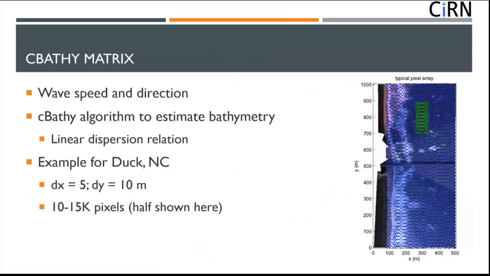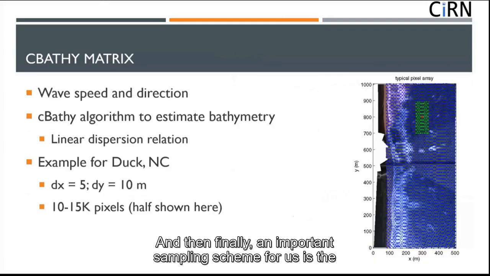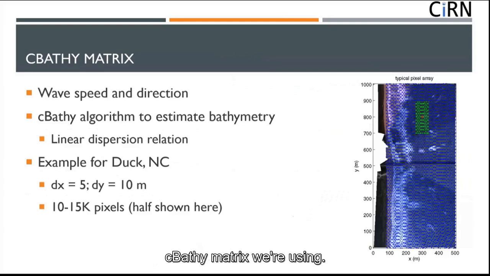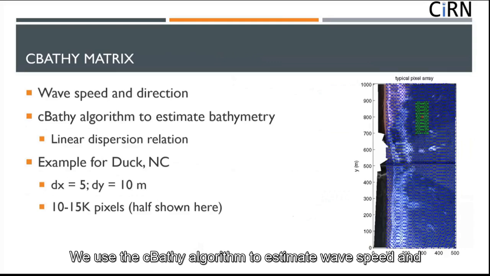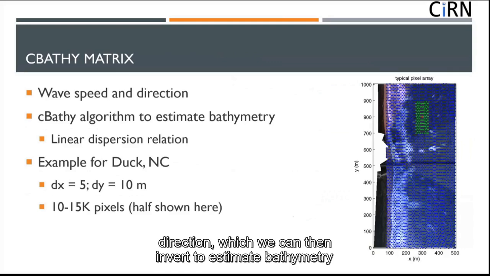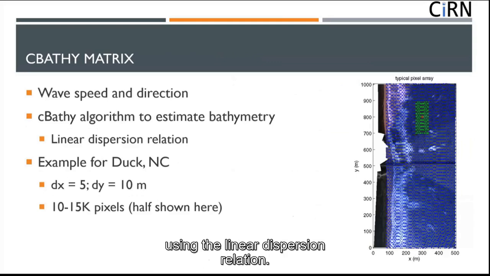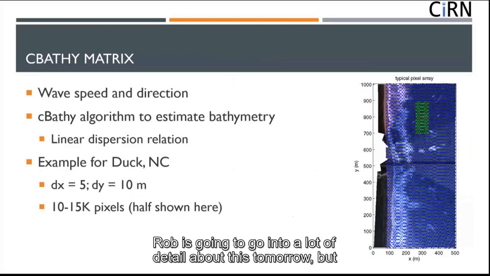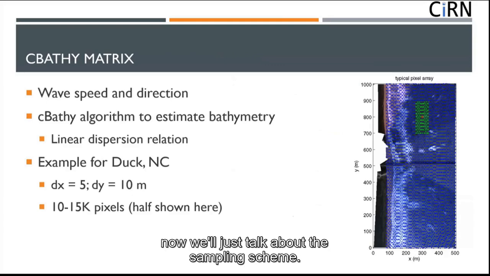And then finally, an important sampling scheme for us is the Seabathy matrix. We use the Seabathy algorithm to estimate wave speed and direction, which we can then invert to estimate bathymetry using the linear dispersion relation. Rob is going to go into a lot of detail about this tomorrow, but now we'll just talk about the sampling scheme.